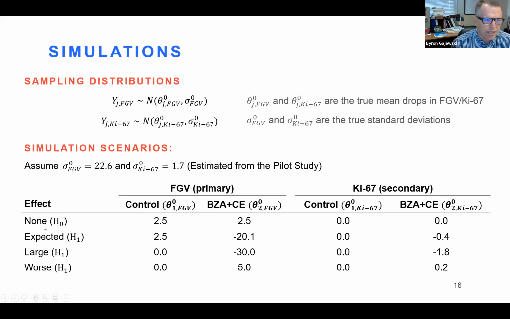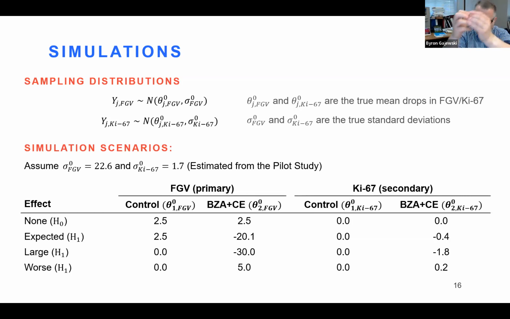And so this first row is none. You can think of this as being the null hypothesis, H0. So the drop is the same in FGV, 2.5, and also in Ki67 is around 0. So what we're going to do is create simulated data from this hypothesis. And we will run through at each clinical trial the actual design. And we'll calculate posterior probabilities, and we'll determine for that trial, did we stop early? Did we find success? And we'll tally all of that in a row.